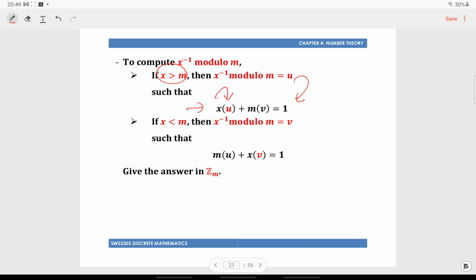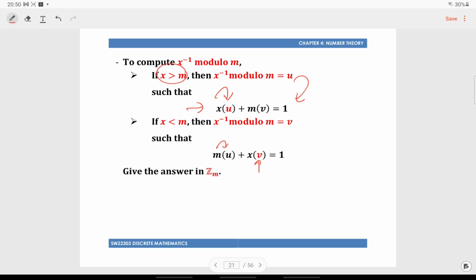If you can guess two values u and v which satisfy this equation, then you obtain the solution. For u is the multiplicative inverse of x modulo m. If the value for x is less than m, then the multiplicative inverse of x modulo m equals v, such that mu, we put m in front, we pair m with u, plus xv, because x is smaller than m, then we pair x with v, equals 1.